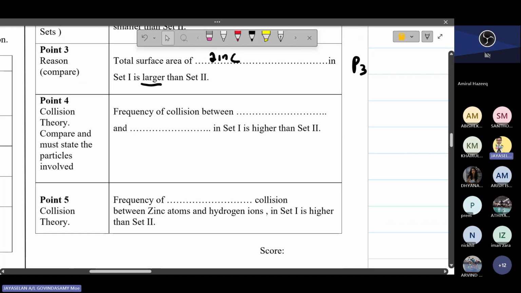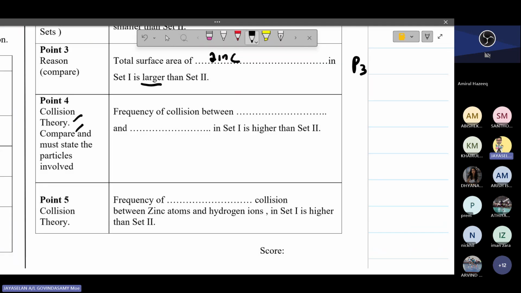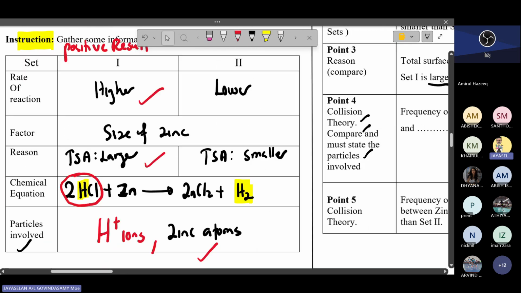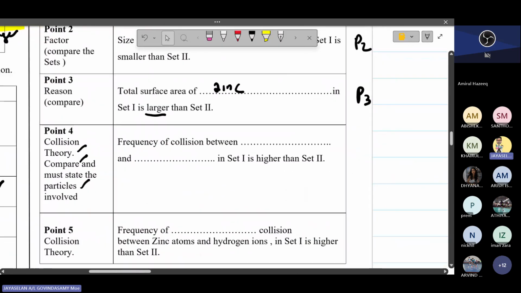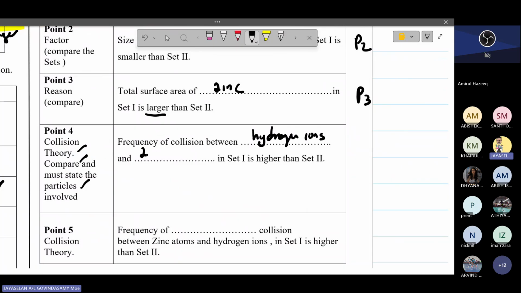Point 4, point 5, collision theory. How to do the collision theory? You see here, collision theory must compare. After that, you must take the particle. Which particle? This is the particle: the zinc and hydrogen atom. So how to do this? Frequency of collision between hydrogen ion and zinc atoms in set 1 is higher than set 2. You already score 0.4. Any question?